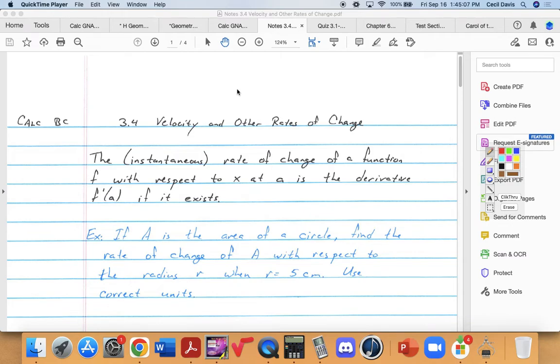Learning derivatives is not just to torture you. That's a happy side effect.